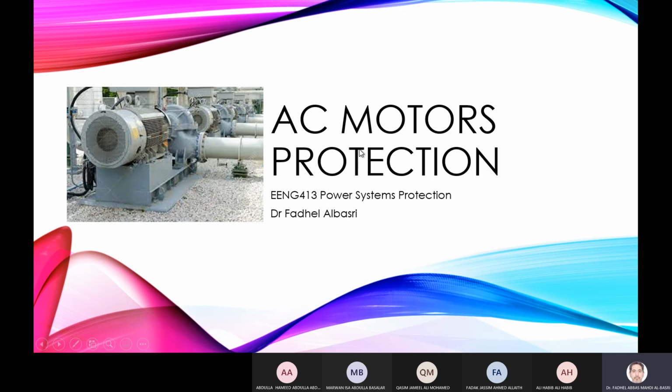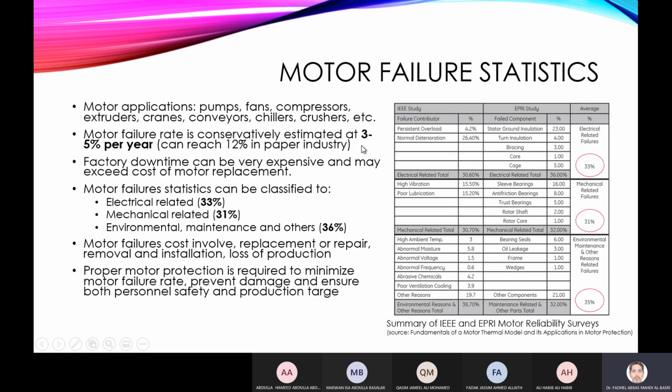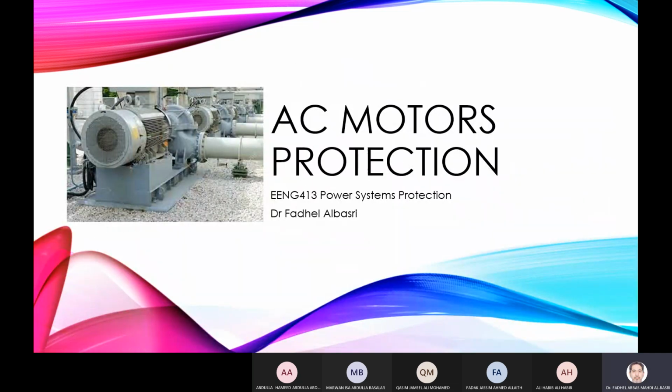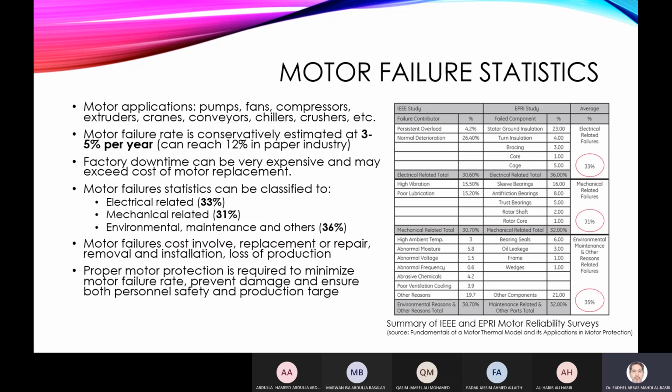One of them is a very important component in any electrical system, the AC motors, and I'll try to show you now how we protect AC motors using different types. First of all, I'll give you an introduction. So why do we need protections for motors? We have to take into consideration that motors are utilized in industry for different applications.